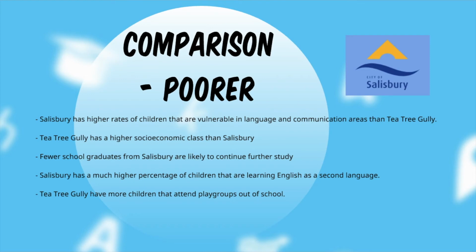Another key factor that could contribute to reduced language and communication skills are the learning types that children between age 0 to 5 are exposed to. In 2018, Tea Tree Gully had a percentage of 66.5% of children that attended playgroups outside of kindergarten or daycare, allowing the children to practice and improve their communication with other children their age and practice their language skills. Salisbury had a lower percentage of 41.3% of children who attended playgroup in 2018, which could be a key factor in discovering why Salisbury's language and communication skills are lower than Tea Tree Gully's.